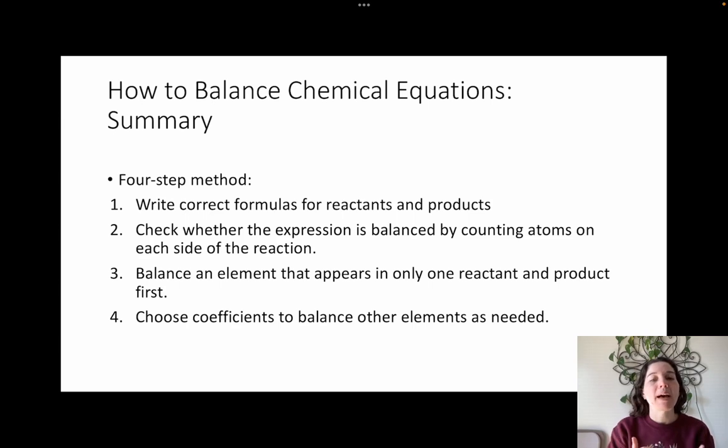Then what you want to do is balance an element that appears in only one reactant and one product first. Those are going to be easier to work with, and I'll show you why in here in just a minute. So you don't want to choose an element that appears in like 2 reactants or 2 products, or that's going to be a little confusing to work with. And then from there, you choose coefficients, whatever number you want, 1, 2, 3, 4, whatever it needs to be. It could be even higher, and balance the elements as needed. So that's that guess and check situation.